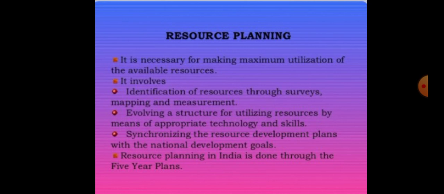Resource planning in India is done through a 5 year plan. The 5 year plans were started in the year 1950. The Planning Commission was set up, and after that we focused on agriculture, industry, self reliance, like that. We have completed 12 plans, and each one focuses on different developmental issues.